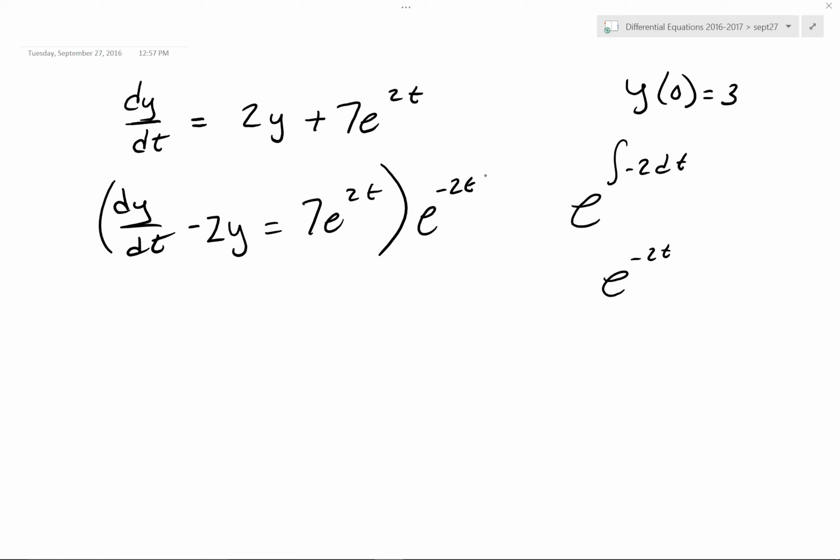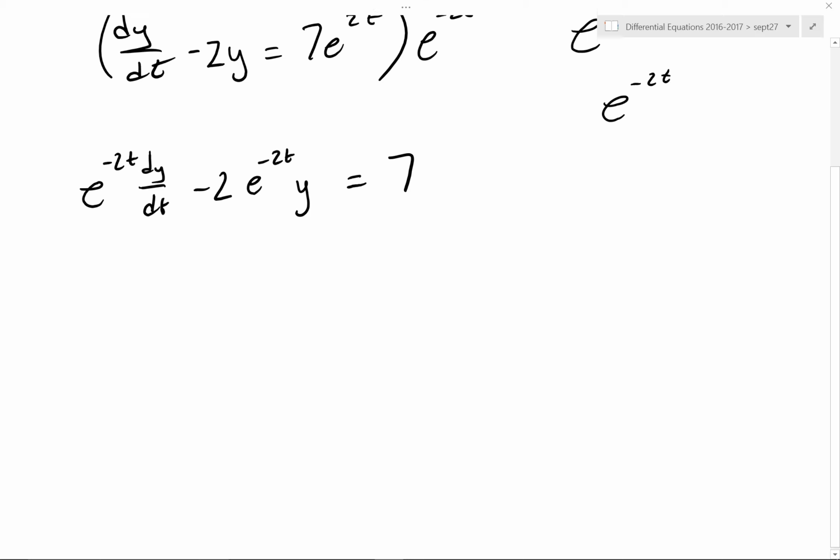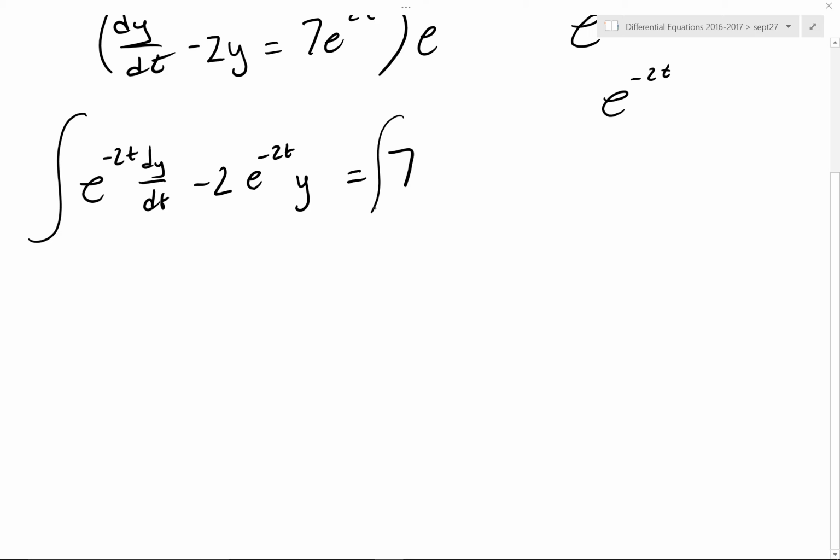It'll be back. But I'm going to multiply this through, and what I'll end up with is e to the negative 2t dy dt minus 2 e to the negative 2t y equals 7. That a problem for you? 7's awesome. No, that's what I like. Oh, okay. If I had thought about it on the last one, I probably would have just done that. But I didn't. Whatever. So the integral of this side is e to the negative 2t times y. The other side is 7t plus a constant.